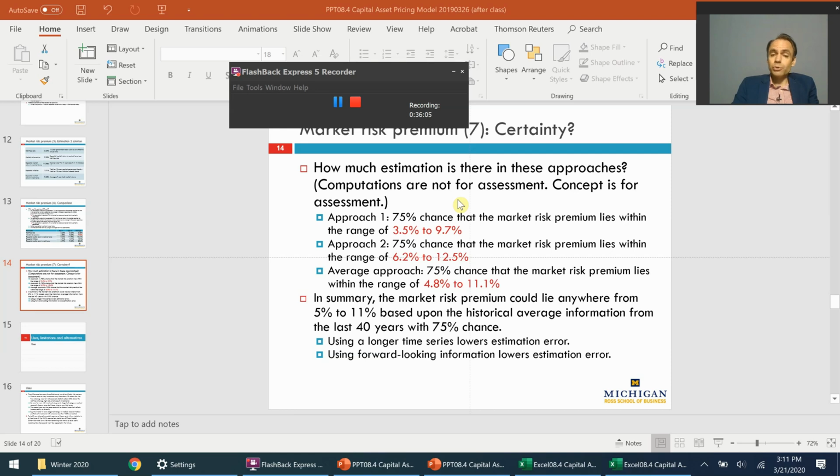Under approach 2, we could say that there's a 75% chance that the market risk premium lies anywhere from 6.2% to 12.5%. And if we take an average from these two approaches, there's a 75% chance that the market risk premium lies somewhere from 4.8% to 11.1%. Or in aggregate, if you only analyse 40 years of time series data, you could form a view that the market risk premium could lie anywhere from 5 to 11%. There's a wide margin for error because share prices are highly volatile.